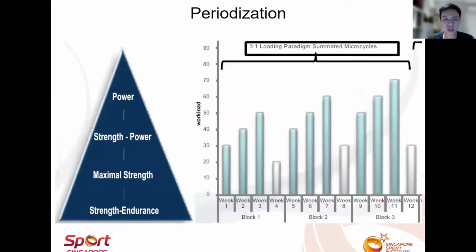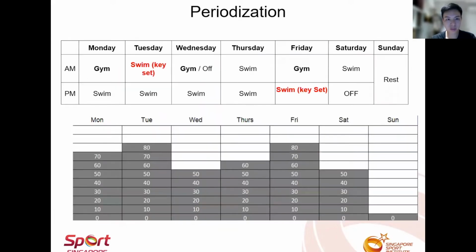In terms of periodization itself, the coach uses a 3 up, 1 down periodization. And for her S&C, we go through the classic example of strength endurance, max strength, strength power, and power phase. And this is what her typical week will look like.